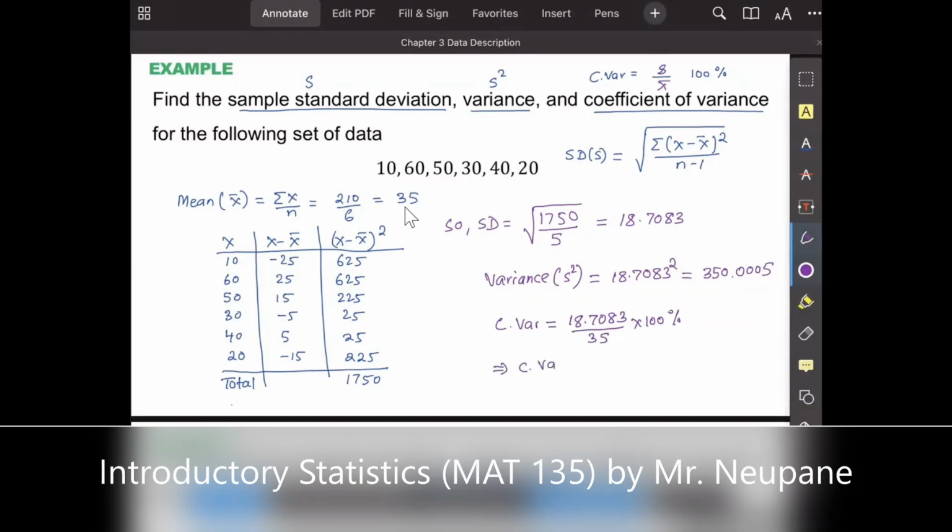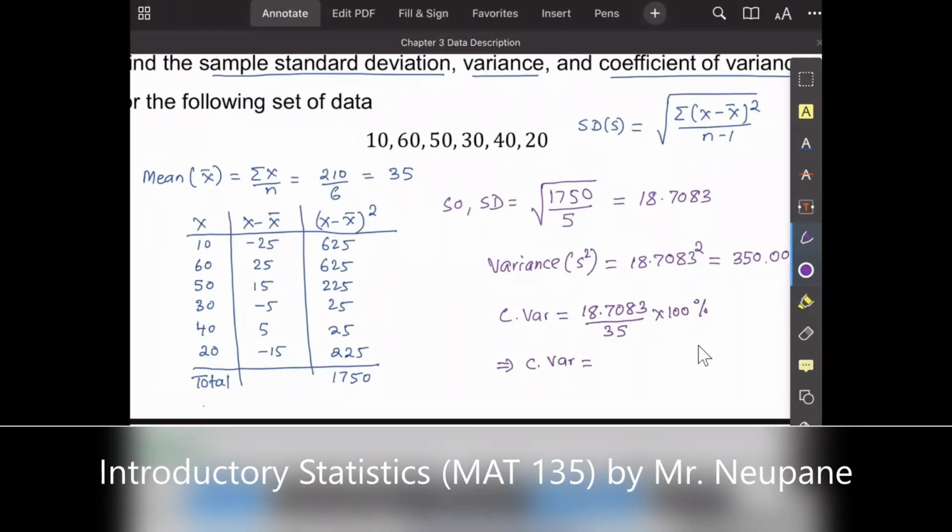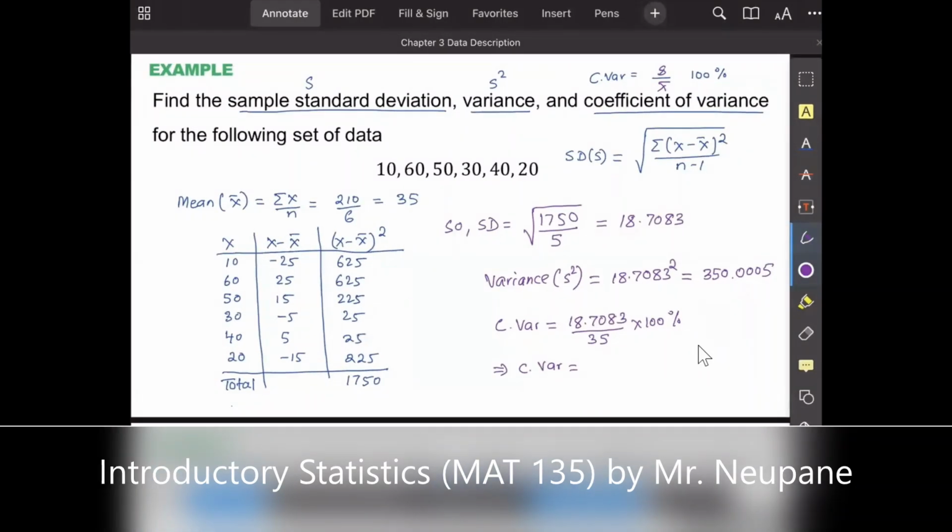So we get coefficient of variance equal to, so first what you have to do is, you have to divide 18.7083 by 35 and then multiply that answer by 100. Please do that in your calculator again to find out whether my calculator is doing well. 18.7083, divide that by 35 and multiply your answer by 100. And you should get, I got 53.4523%. Is that what you got? Yes, okay. So that is the coefficient of variance.